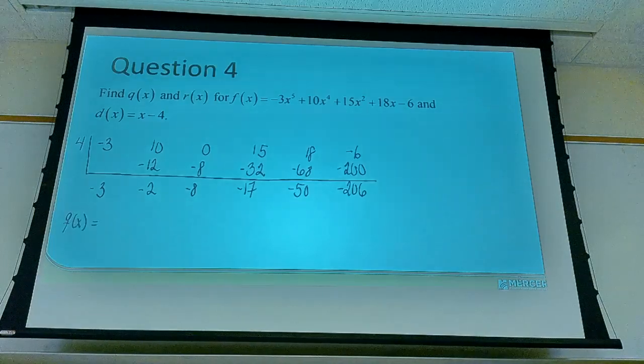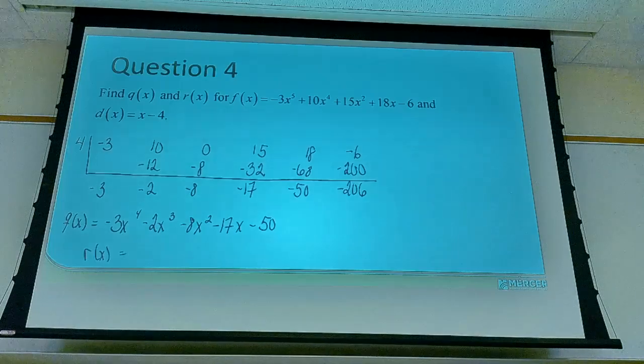What's the degree of the quotient? You're going to start off with negative 3x to the 4th. So the degree is what? 4. And then those are all of your coefficients, with a remainder of negative 206.